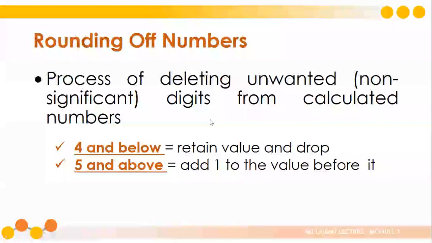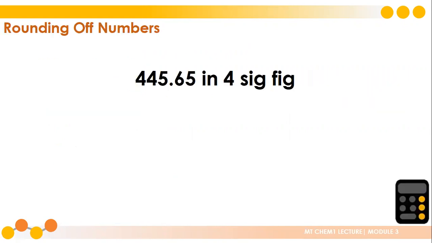There are two rules in rounding off numbers. First, if the first digit is 4 and below, all you need to do is retain the value and drop it. Next, if the digit is 5 and above, you add 1 to the value before it. Again, 4 and below, retain. Just retain it. 5 and above, you need to add 1 to the value before it. Let's take a look at this example. So significant figures will still be relevant in rounding off numbers.